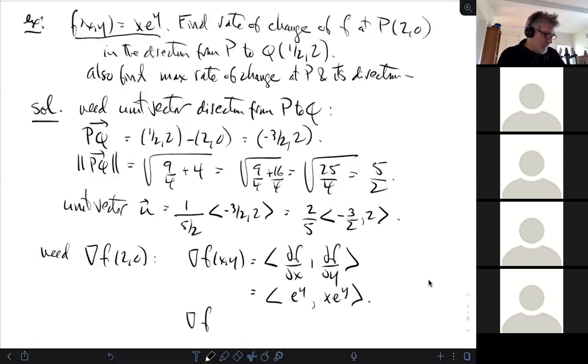So the gradient at 2, 0, I'll just substitute. So e power 0 is 1, and this is 2. Okay, so I've got my gradient.